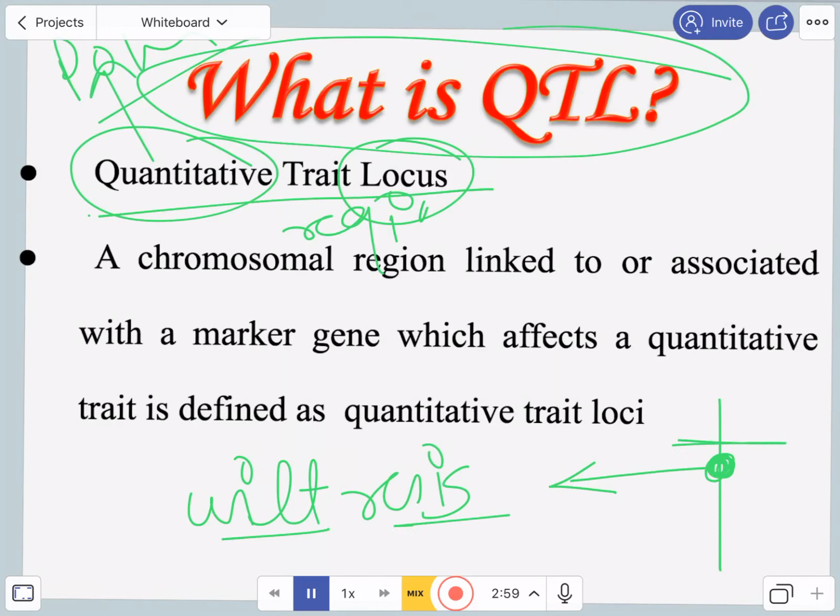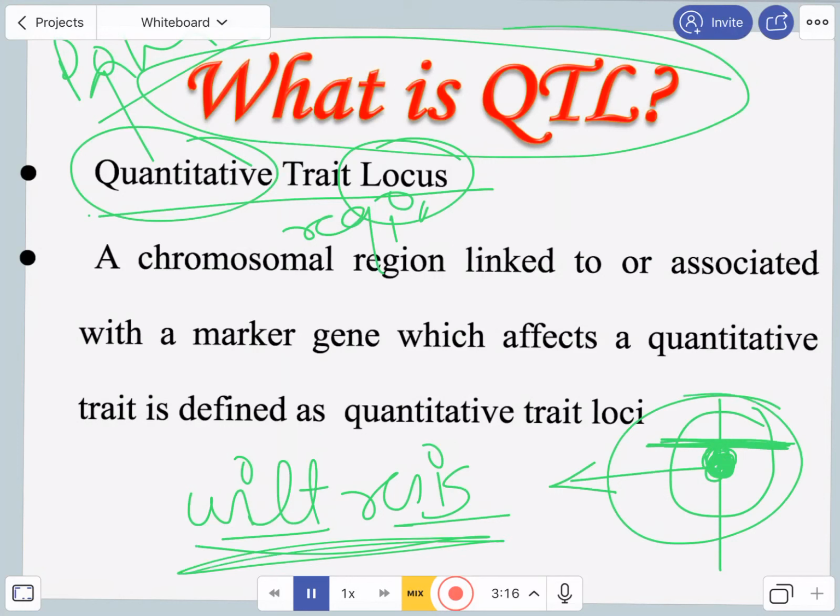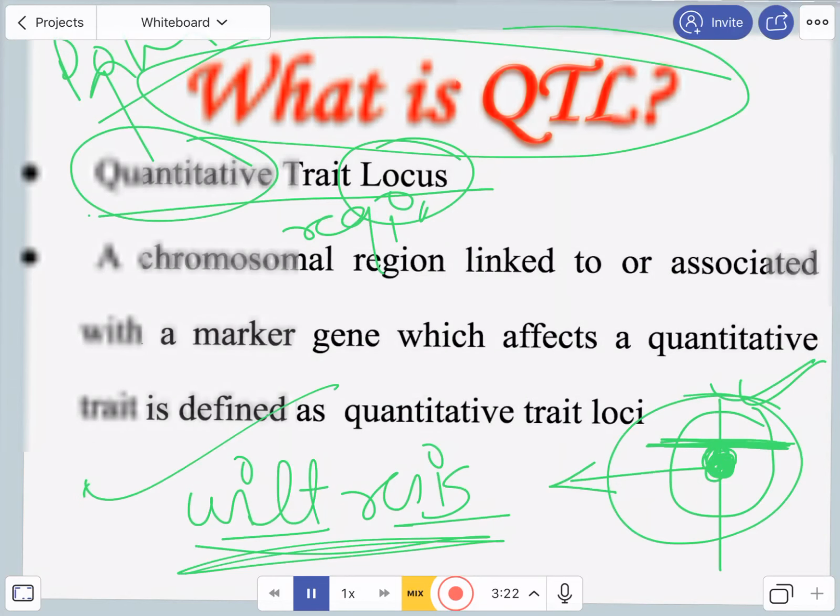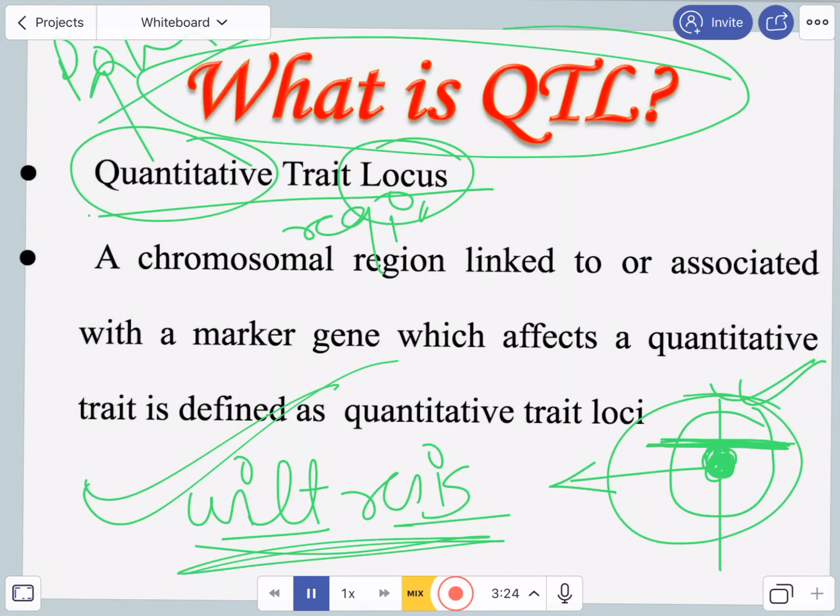Now here is a marker which is tightly linked with this gene. That's why we also call it a gene tag. The marker is tightly linked with this region. Such a marker does not affect the phenotype of the trait, because it is located only near or linked to the gene that controls the character. So the marker just acts as a flag or tag for the target gene.